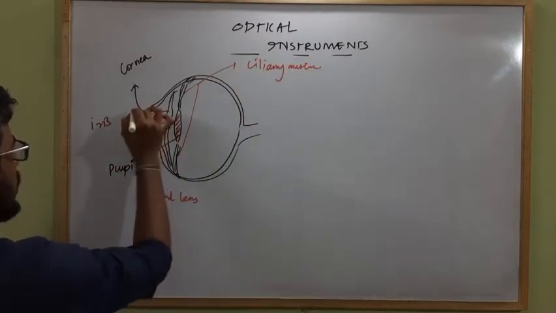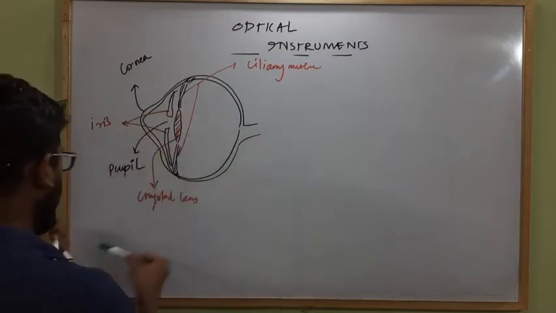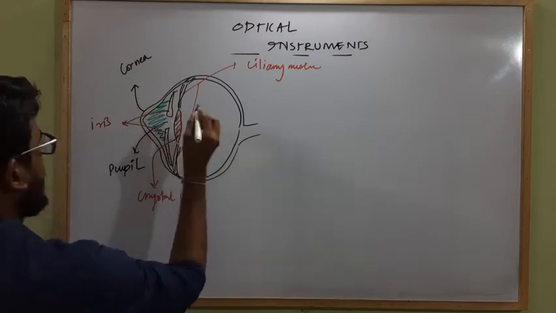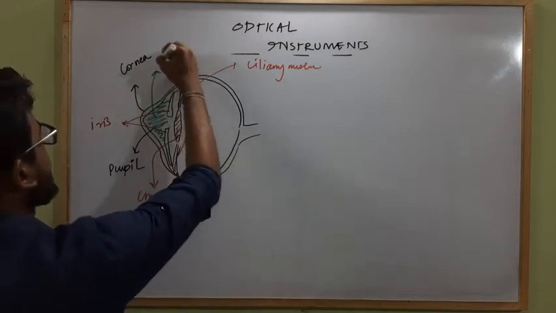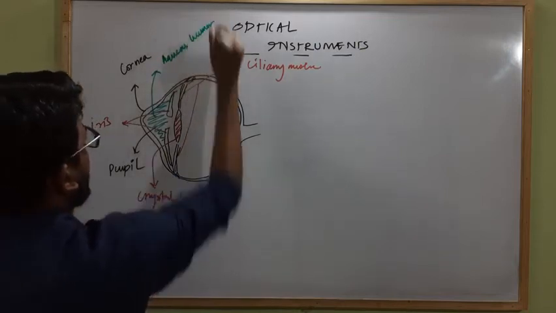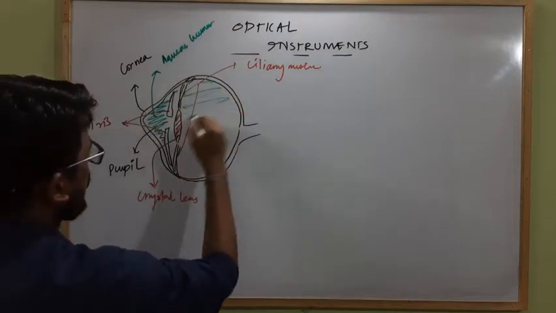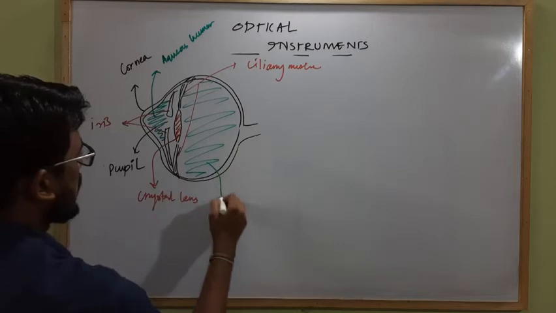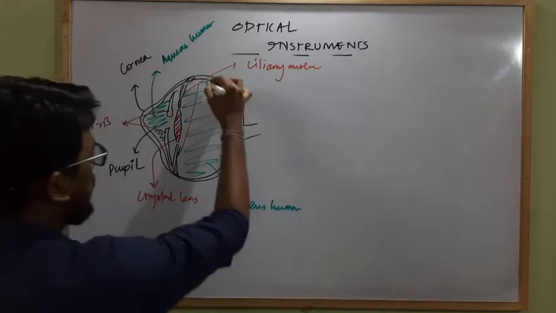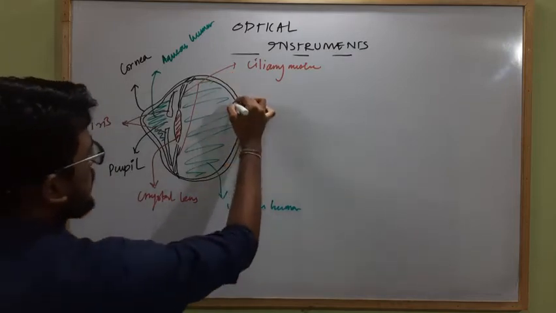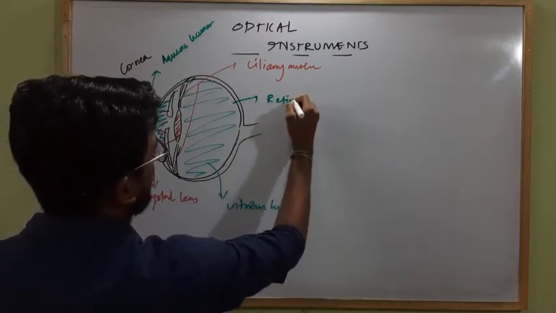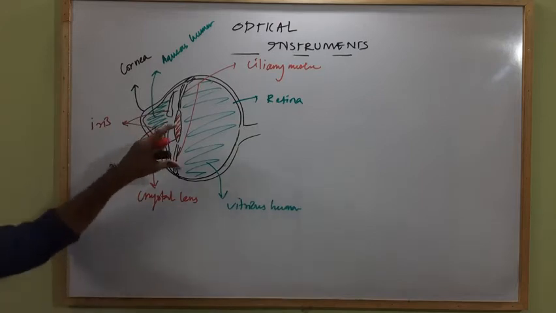Between the cornea and the pupil there is a liquid-like substance present over here. This liquid is known as aqueous humor, and behind the lens there is also some liquid present, which is known as vitreous humor, and at the back this complete wall is known as the retina. This is basically the structure of a human eye.